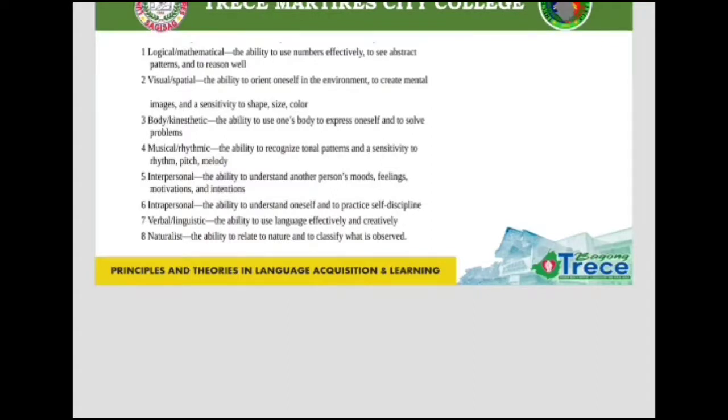8. Naturalist, the ability to relate to nature, to classify what is observed. Ito naman yung mga tao na malaki yung interest pagdating sa nature. And yung relationship niya pagdating sa mga plants and animals ay natural na, or anything na nakikita niya sa paligid niya is like yung mga puno, mga ganyan. Yung relationship niya sa mga yon is deep.